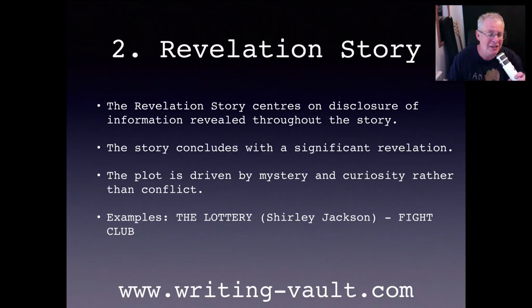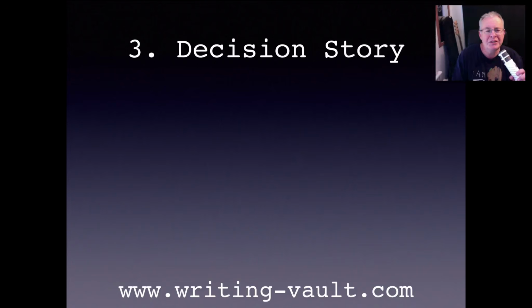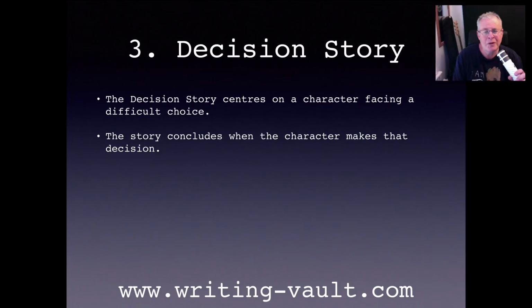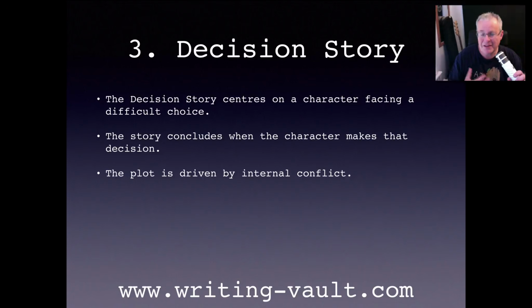The third type of story that Knight identified is the decision story. The decision story centers on a character facing a difficult or impossible choice. The story concludes when the character makes that decision, and the plot is driven by the internal conflict of which decision the character is going to make and why.